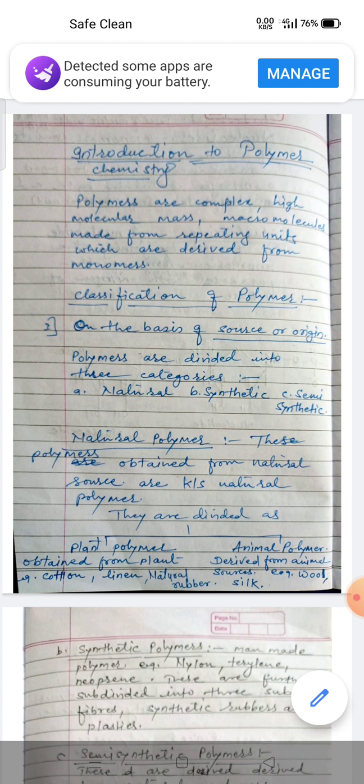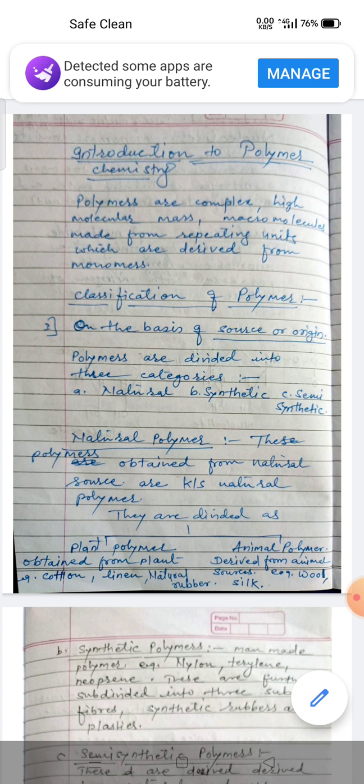Now these polymers are classified in different ways. Number 1, on the basis of source or origin. The polymers are divided into 3 categories on the basis of source or origin. What are these? Natural, synthetic and semi-synthetic.